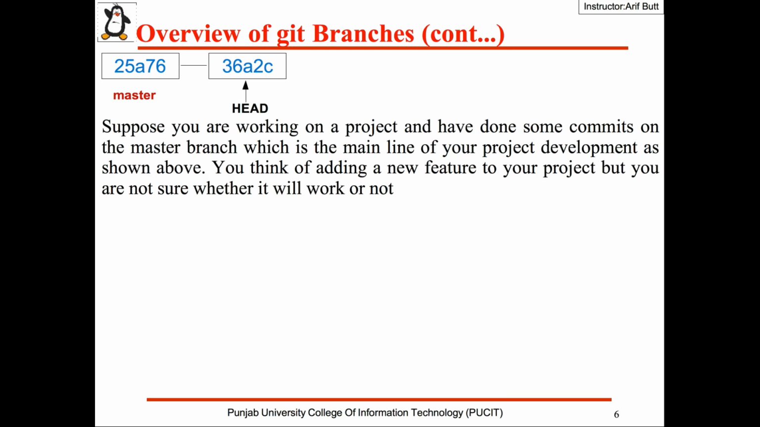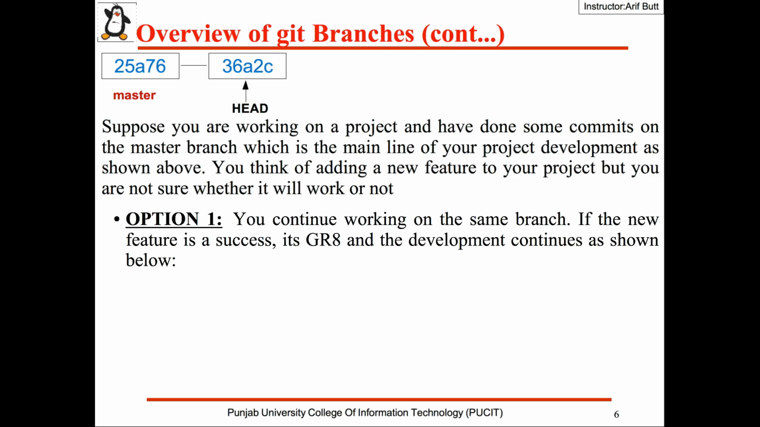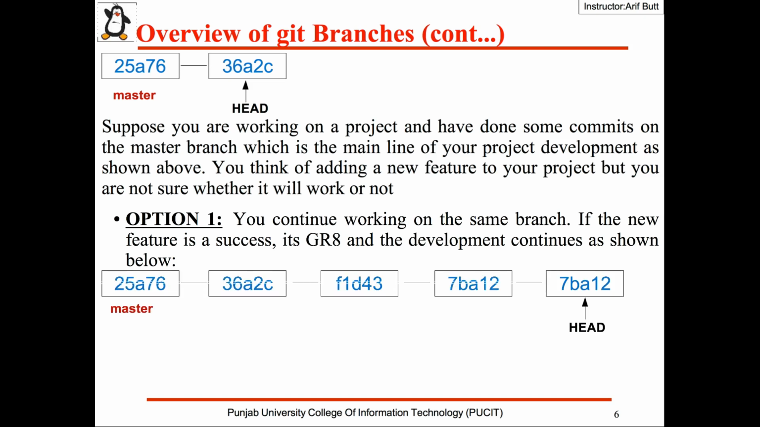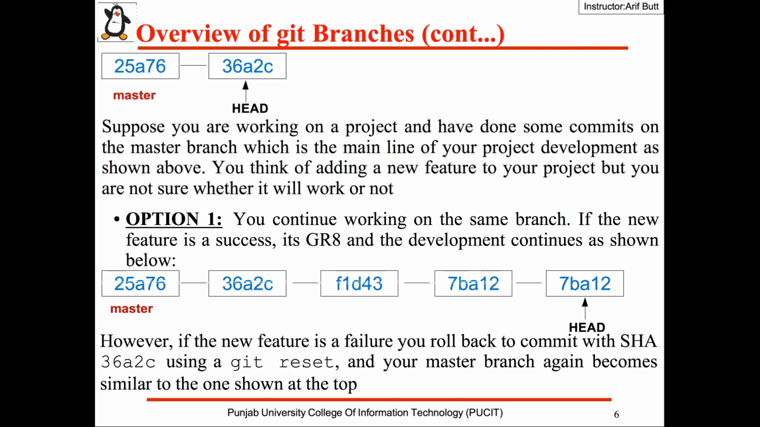Suppose you are working on a project and have done some commits on the master branch, which is the main line of your project development. You think of adding new features to your project, but suppose you are not sure whether the new features will work or not. So you have two options. Option one is you continue working on the same branch, and if the new feature is a success, it's great and the development continues as shown in this diagram. On the contrary, if the new feature is a failure, you roll back to the commit with the SHA 36A2 as shown over here using a git reset command, and your master branch again becomes similar to the one shown over here.